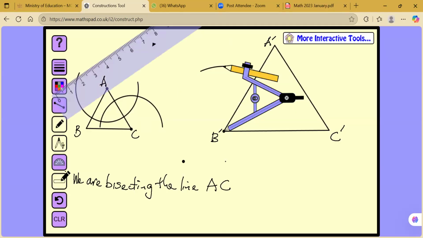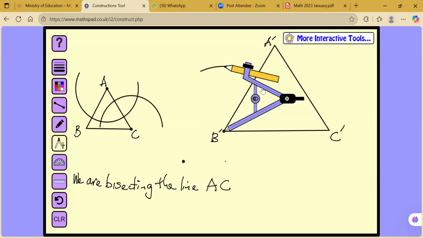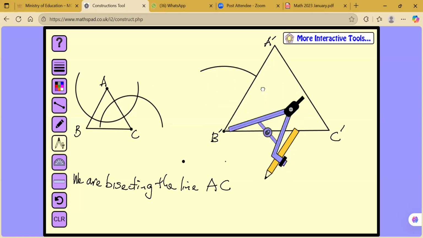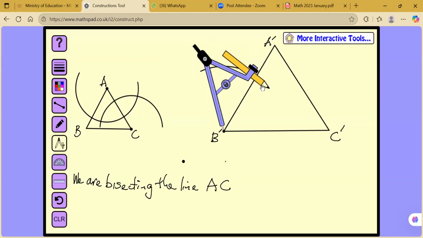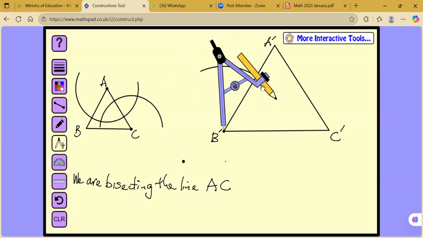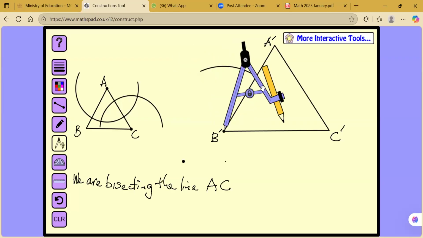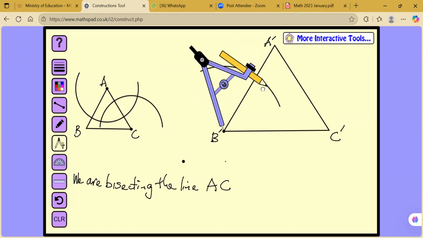All right, I'm not sure why this is not working. I got it.